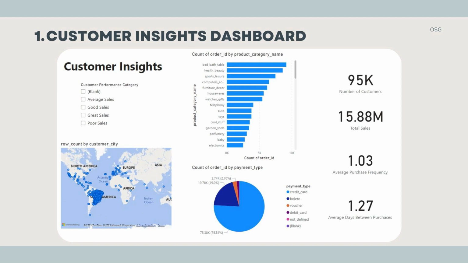Lastly, we categorize the group of customers into 4 types using a slicer according to the amount of total sales made by each customer, including poor sales, or the one who has total sales less than 160. Average sales, or the one who has total sales between 160 and 500. Good sales, or the one who has between 500 and 2000. And great sales, who has more than 2000.